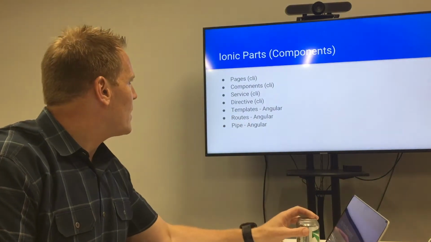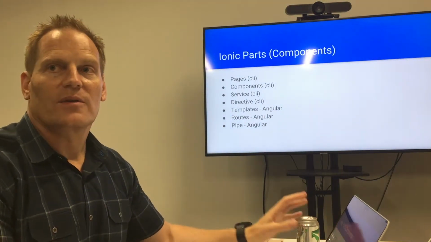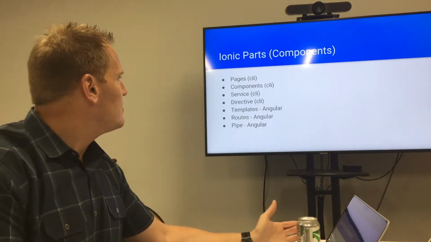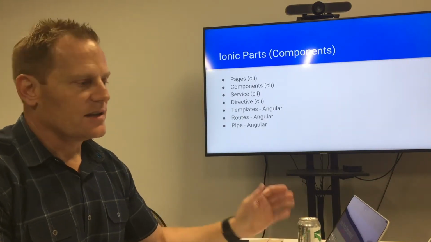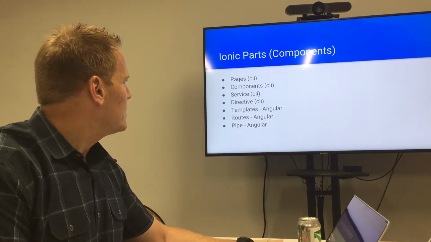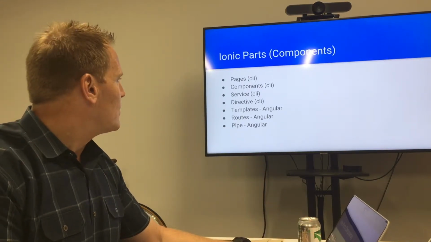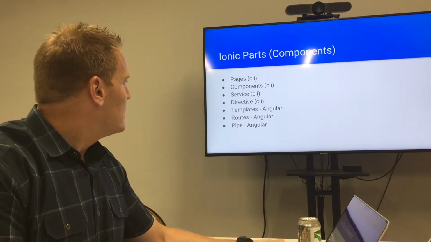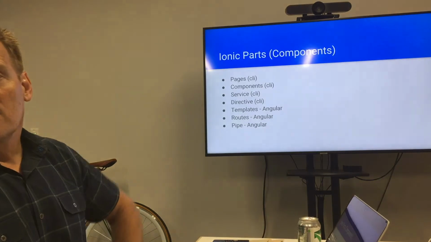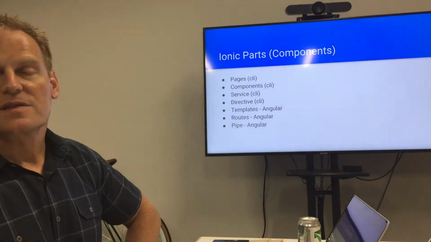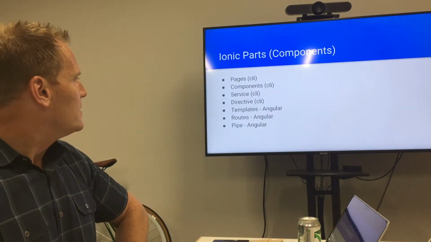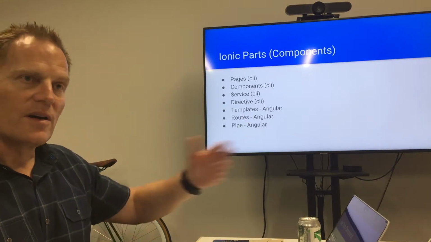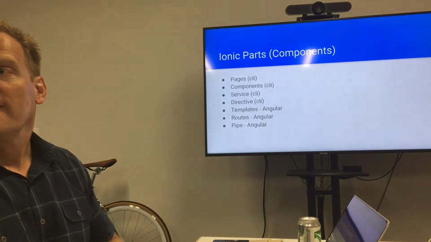Here are some of the main parts that we'll go over in this workshop. Pages are a key component, essentially a page in your mobile app. Components are really objects, and they come from Angular. And then services are like web services that you might call. So you separate your app into pages and components, and then when you want to call a data service, you'll call a service.